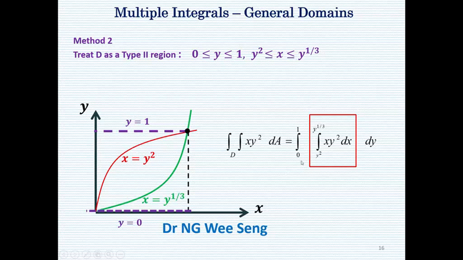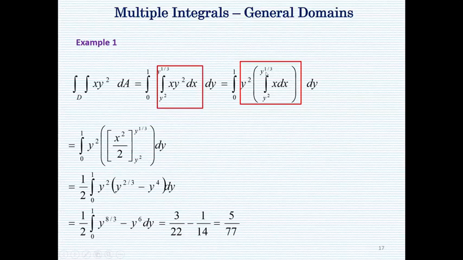We integrate the inner integral with respect to x. This time y squared becomes a constant. So we transfer y squared out of the integral. Integrating x gives x squared over 2. And finally we get the same answer, which is what we expect.